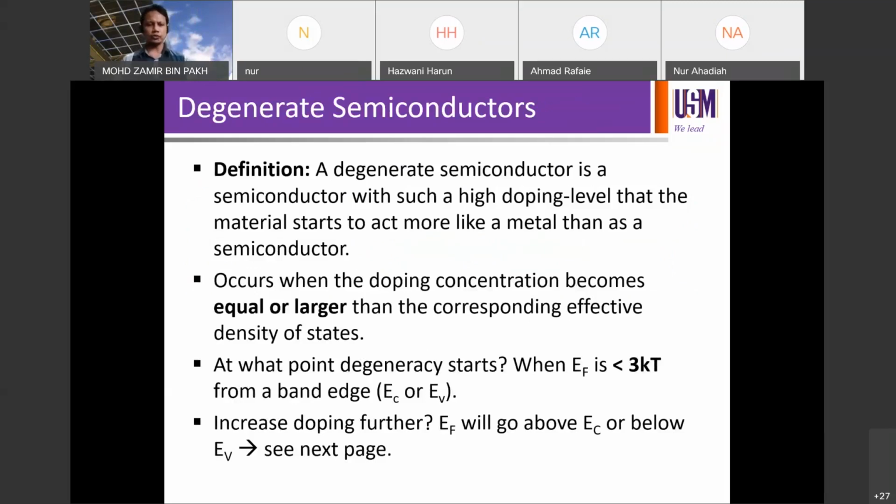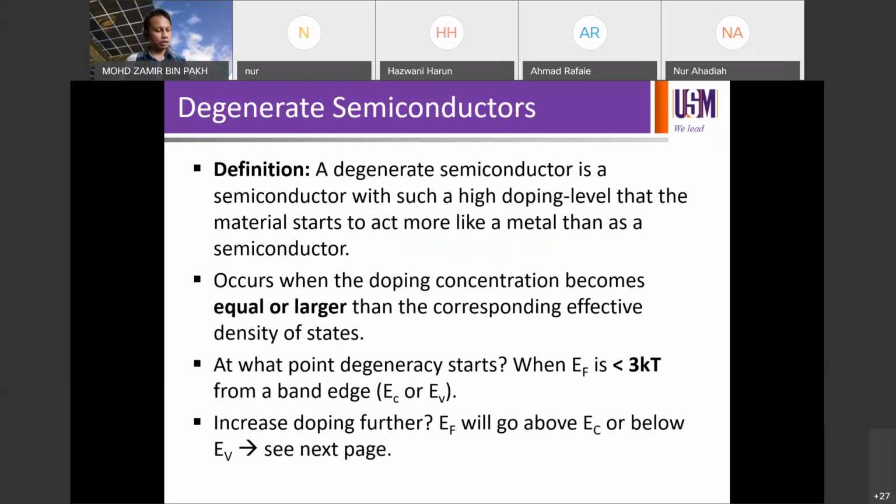Now let's move to a degenerate semiconductor. What is a degenerate semiconductor? A degenerate semiconductor is a semiconductor with a high doping level. The keyword here is high doping level, so high that the material starts to act more like a metal than as a semiconductor. So a degenerate semiconductor is still a semiconductor that is heavily doped. How high? Let's see later on.